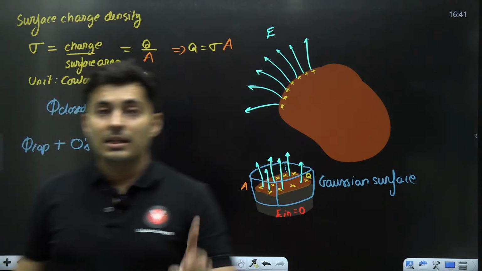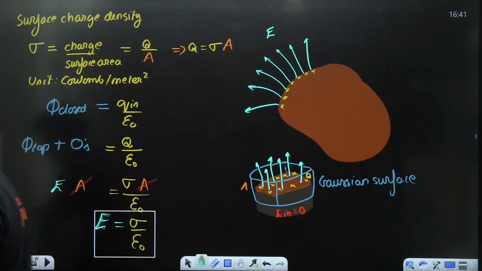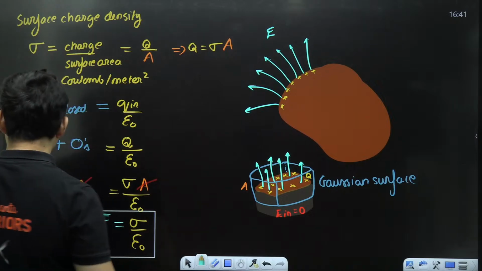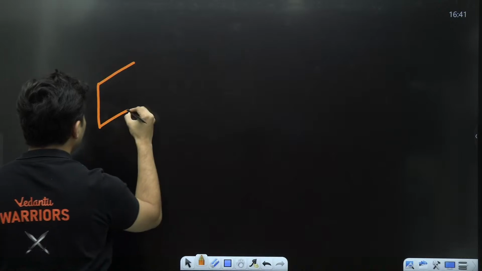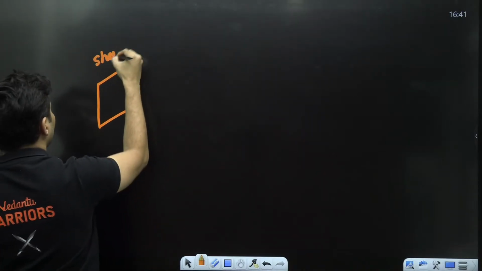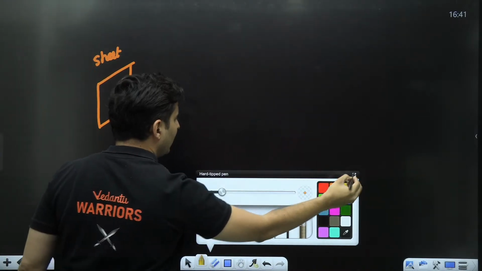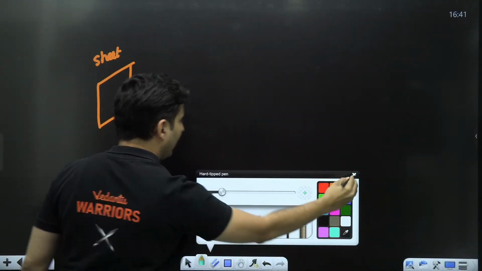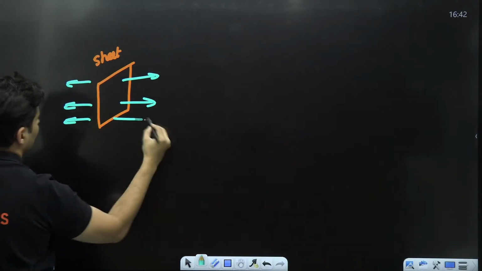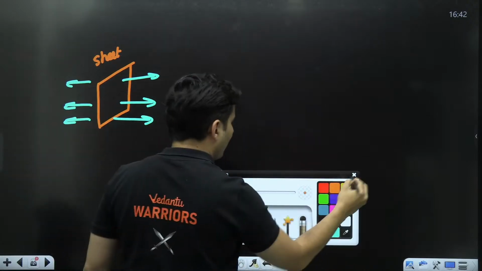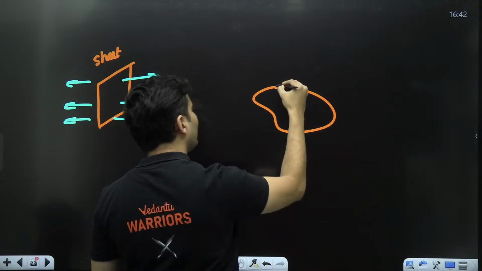Understood? Now you might get confused between sigma by 2 epsilon versus sigma by epsilon. Sir, how do I remember that? See, simple. If you have an electrically charged sheet, then the electric field lines will go here also, here also, here also. Whereas when you are talking about a conductor, the electric field is only coming on one side.